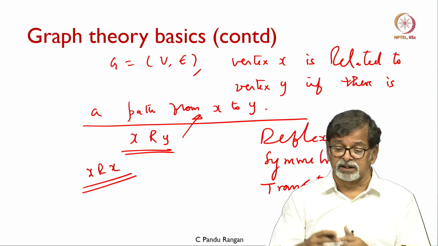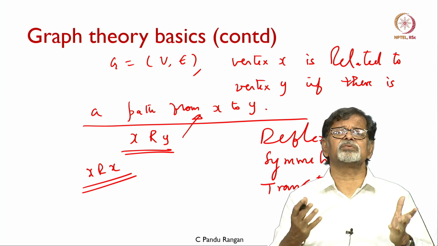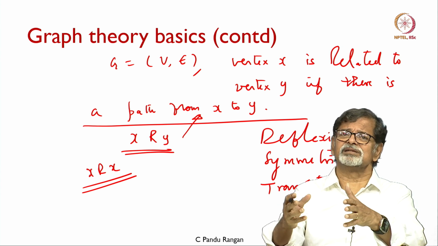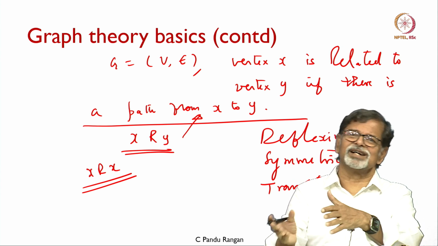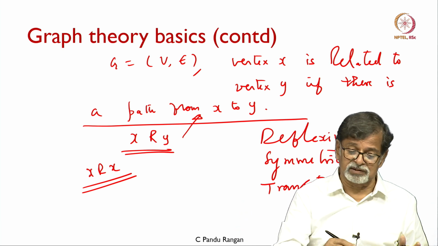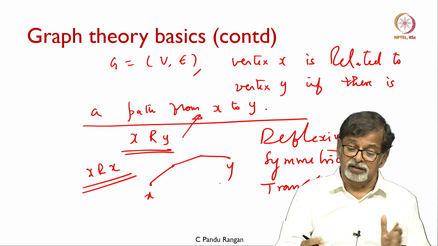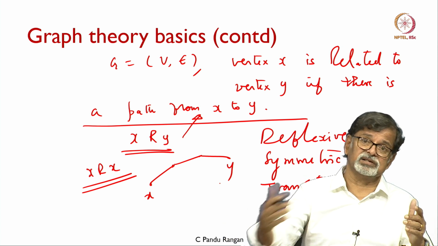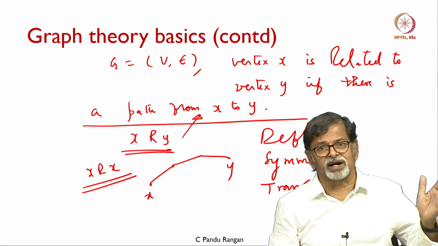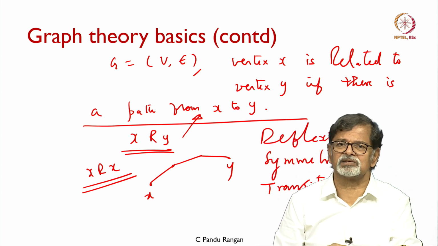Suppose x is connected to y. Is y connected to x? Of course, yes. This is an undirected graph. The same path, the same set of edges considered in the reverse order, defines the path from y to x. If there is a path from x to y, the same set of edges in the other order defines a path from y to x. So if x is related to y, y is related to x.